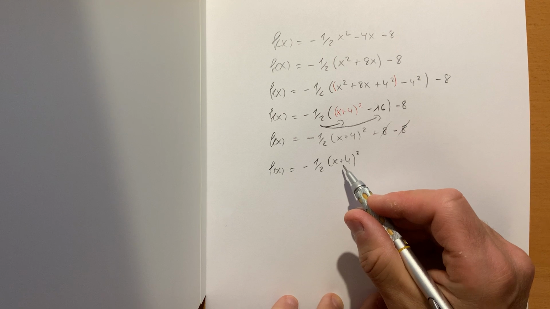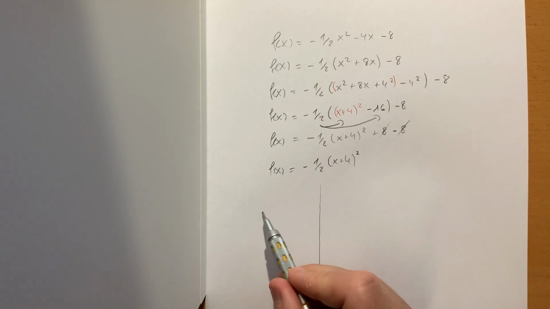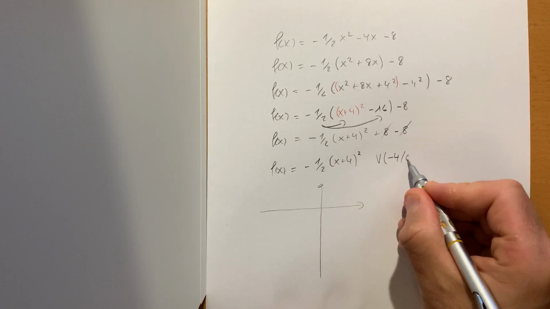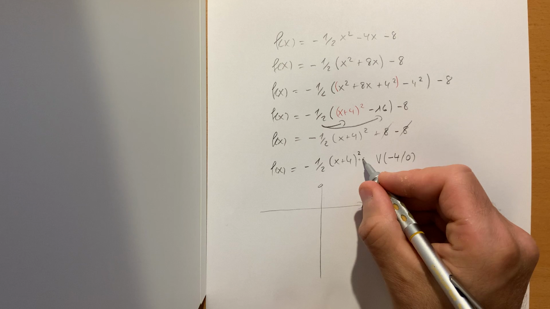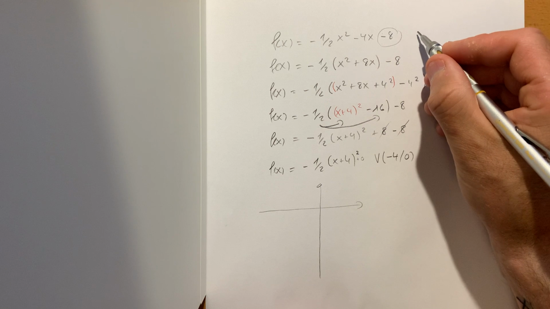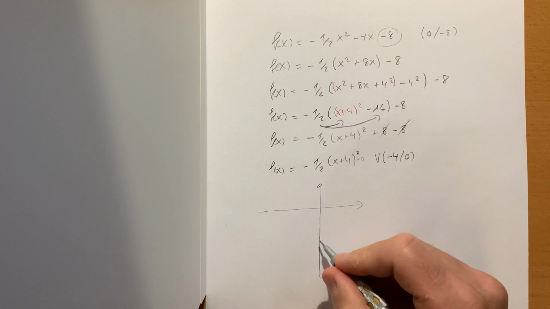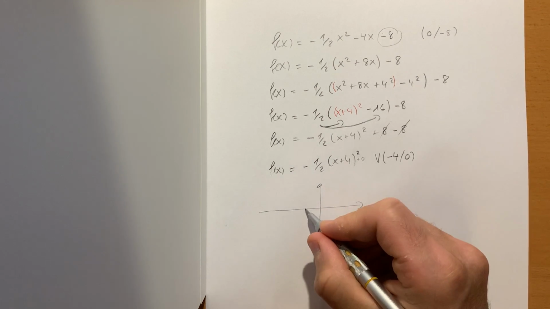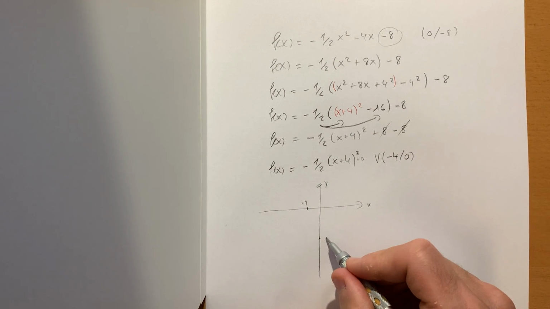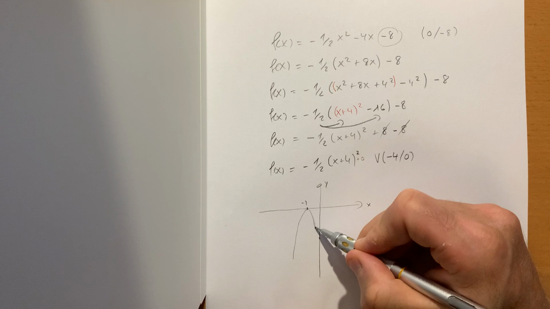Well, clearly this is now a function that has been shifted to the left. So the vertex is at minus 4, 0. If you wanted, you could write a plus 0 here in order to see that it is in vertex form. And the y-intercept is at 0, minus 8. So this is 0, minus 8. This could be minus 4, so minus 4 y x, and this is minus 8. So our parabola would probably look somewhat like this.